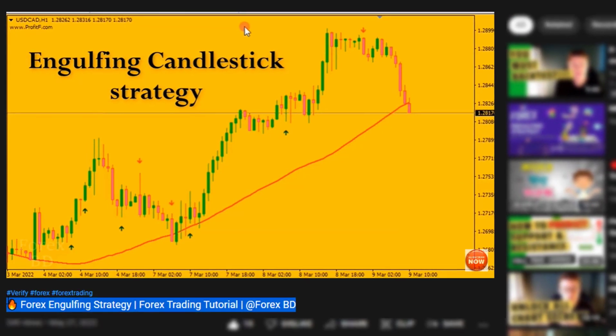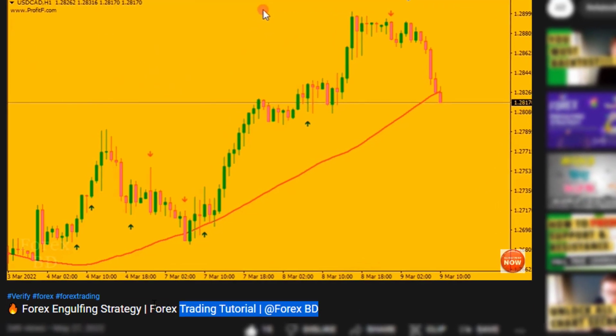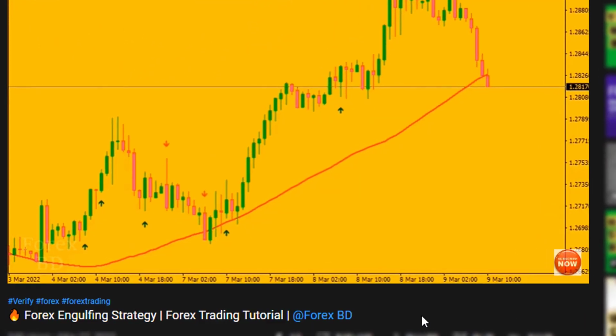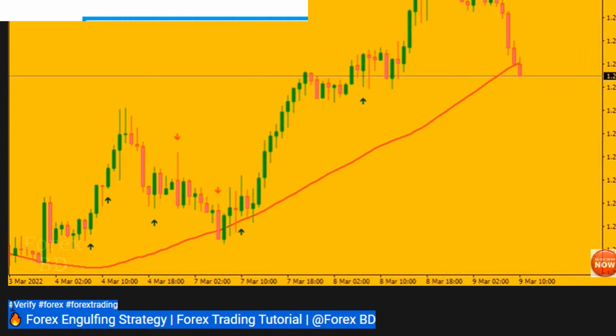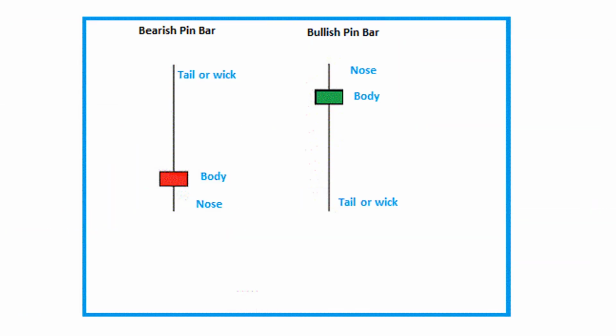Earlier we gave a video about the engulfing pattern and gave an indicator as a gift that will give you a signal when that pattern is created. Anyway, watch the video. So today's pattern is the pin bar.